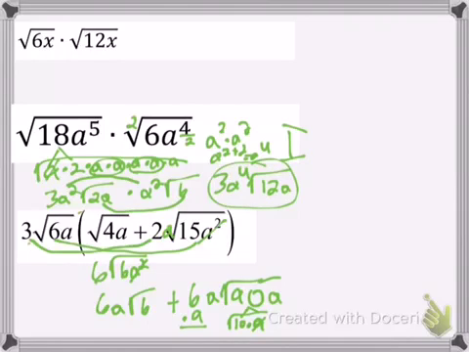So my final solution will be 6a on the radical of 6 plus 54a radical of 10a.